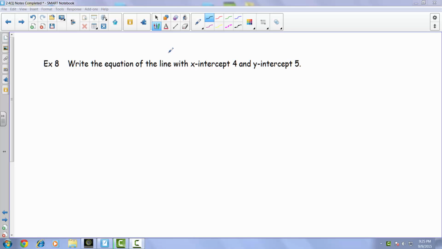Here we are looking at example 8 from our 2.4 number 1 set of notes. We're asked to write the equation of a line with x-intercept 4 and y-intercept of 5. So really fast, just graphically.